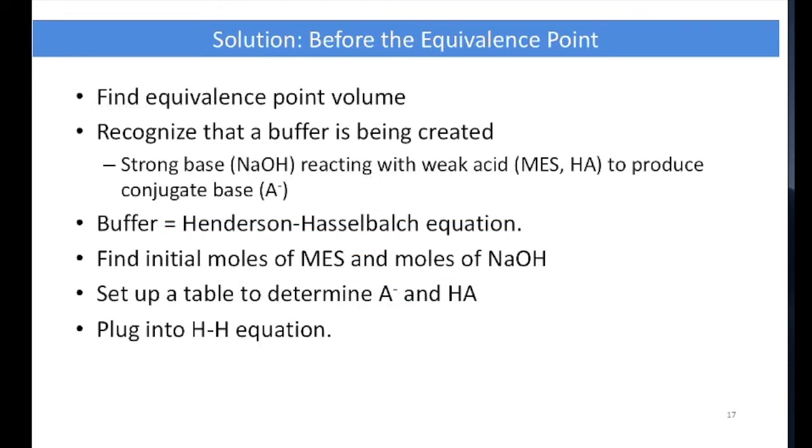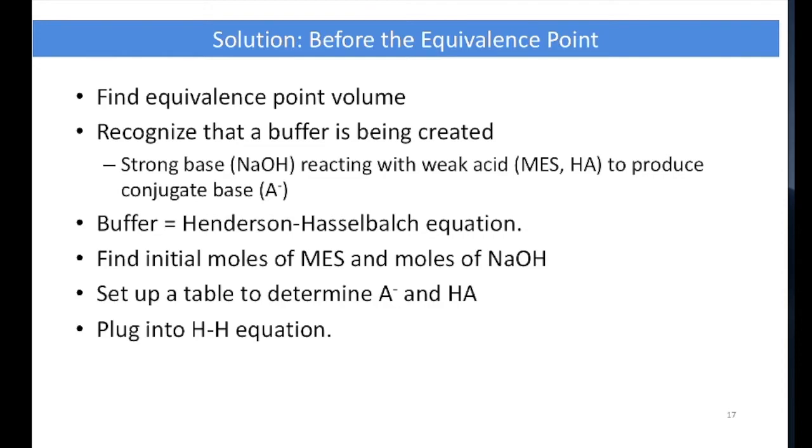So now we're going to talk about how to determine the pH before the equivalence point. So the first thing we should do is to determine for sure if we are before the equivalence point. So on a homework or a worksheet or an exam, you won't be given the information that says you are before the equivalence point. So you need to know where you are on the titration curve. So we find the volume of the equivalence point, and then that'll tell us that, okay, yeah, we're before the equivalence point. And then we can recognize that before the equivalence point of a weak acid, strong base titration curve, we formed a buffer. So we can use the Henderson-Hasselbalch equation to determine the pH.